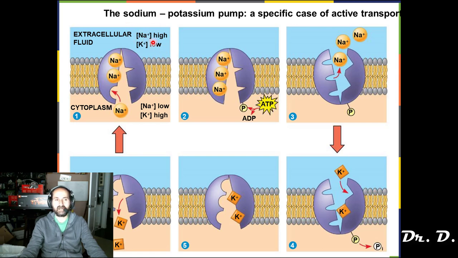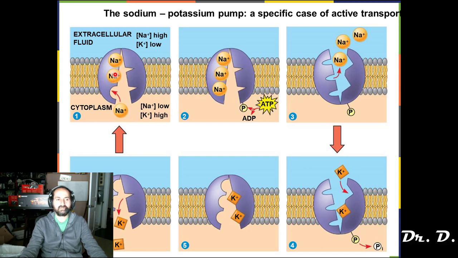Sodium is already high concentration. By the way, you see these brackets? Brackets usually mean concentration in chemistry. When you see brackets like this, that means concentration. So there's a high concentration of sodium cation outside of the cell in the extracellular fluid. But look, inside of the cytoplasm of the cell, there is a low concentration of sodium cation.